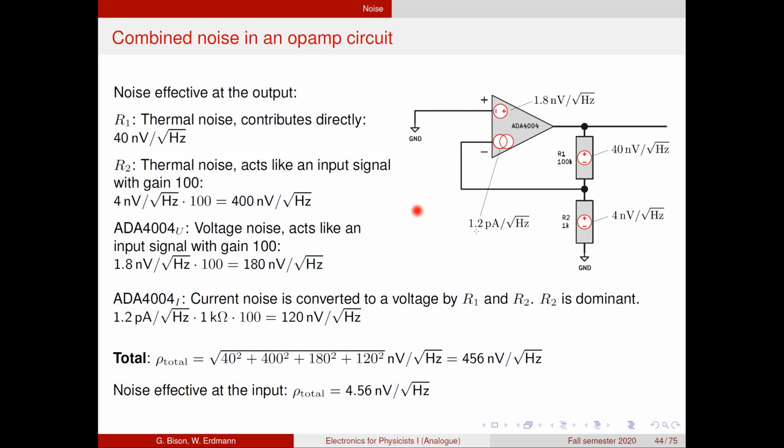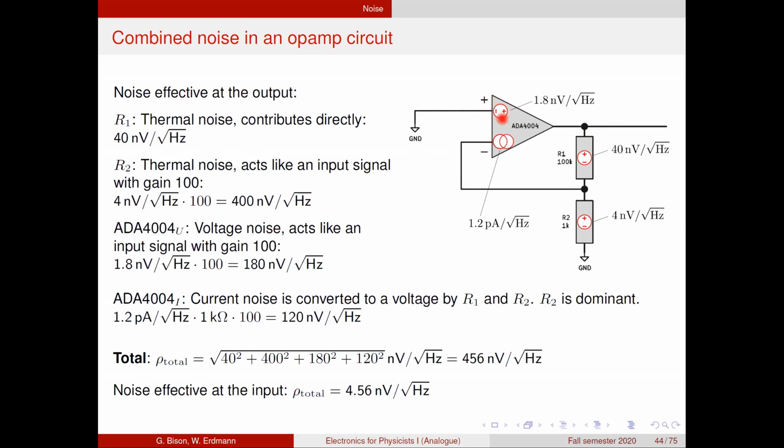So what we have to calculate, now we calculate all noise contributions referring to the output. What we have to calculate is the noise from here, 4 nanovolts per root hertz times 100. And so we get 400 nanovolts per root hertz, which is more than actually from the larger resistor, 10 times more. Okay, then we have the direct voltage noise of the amplifier, so the 1.8 nanovolts per root hertz.